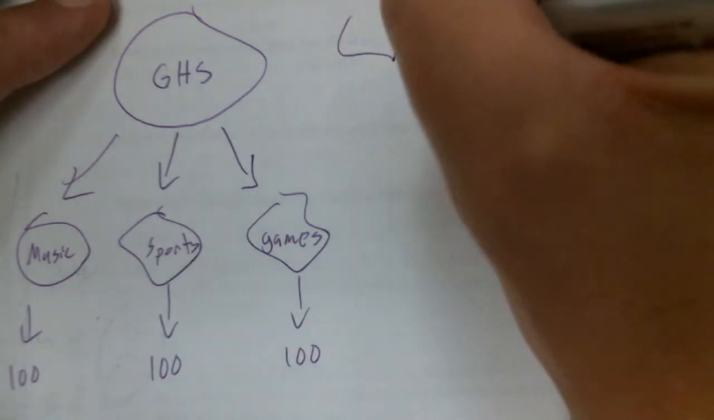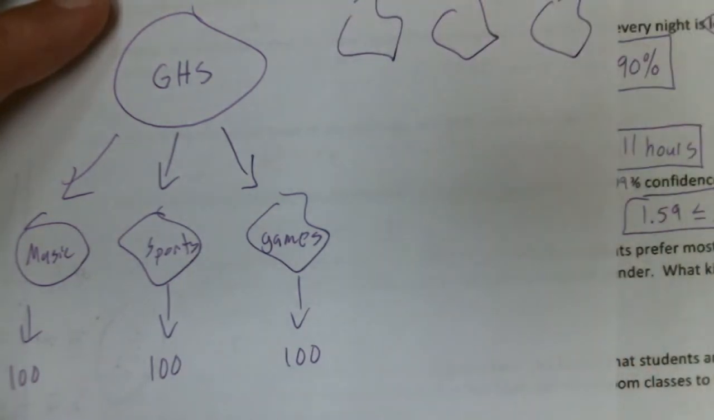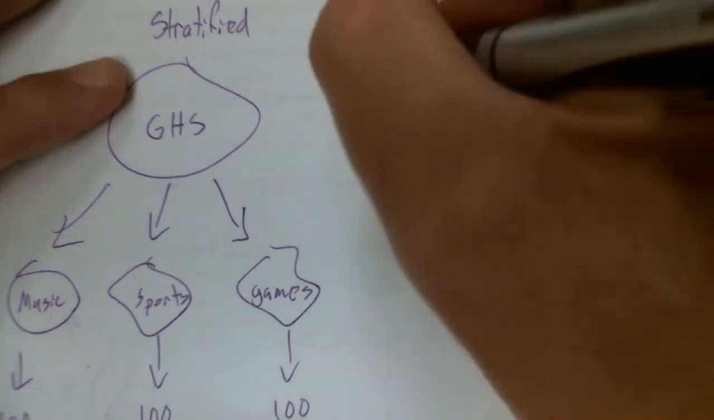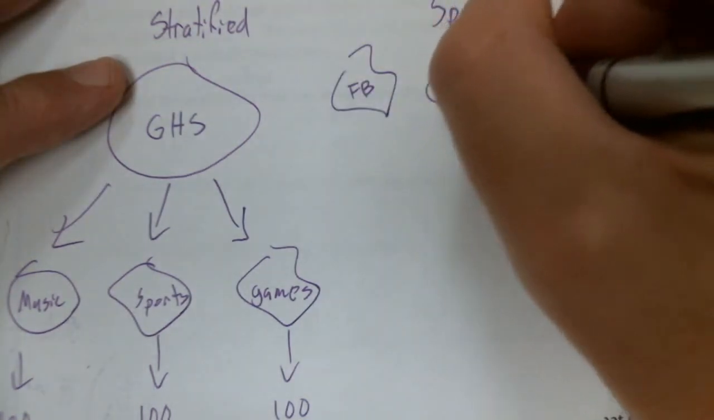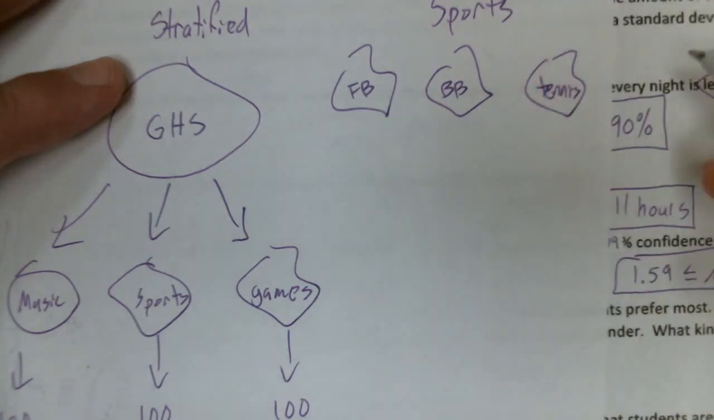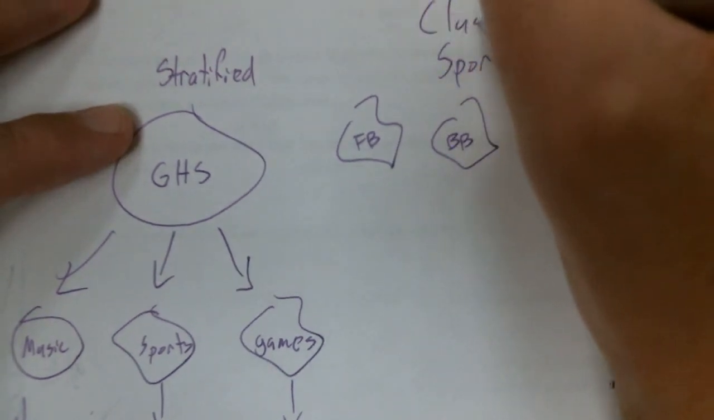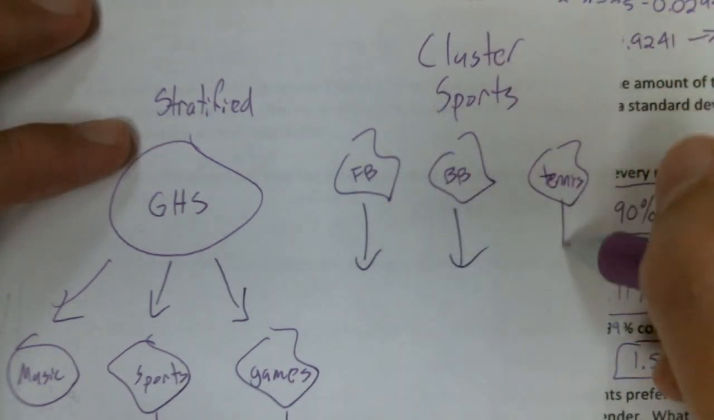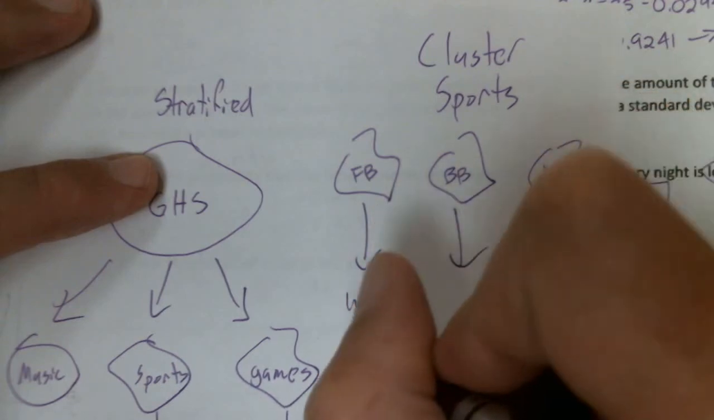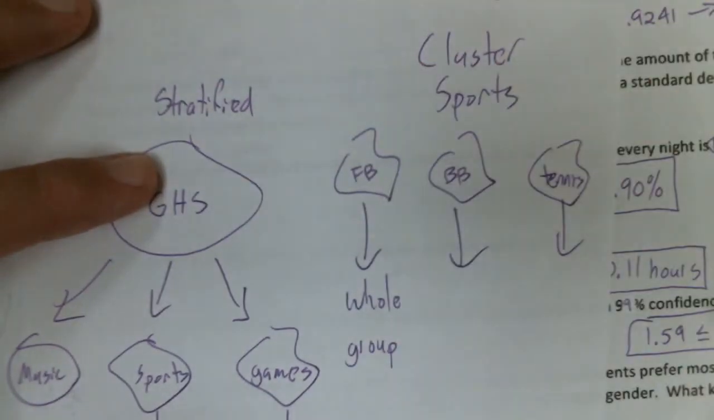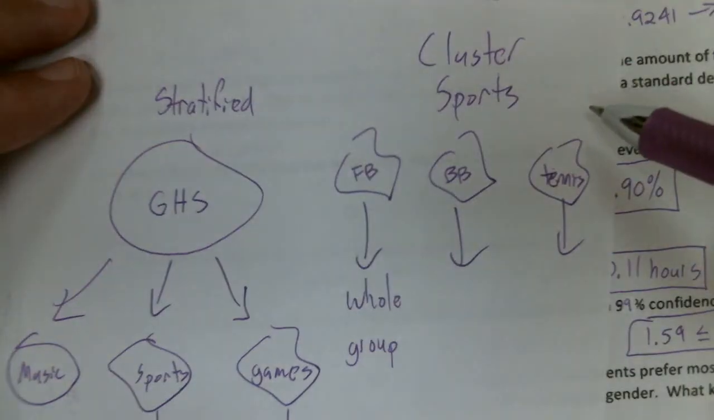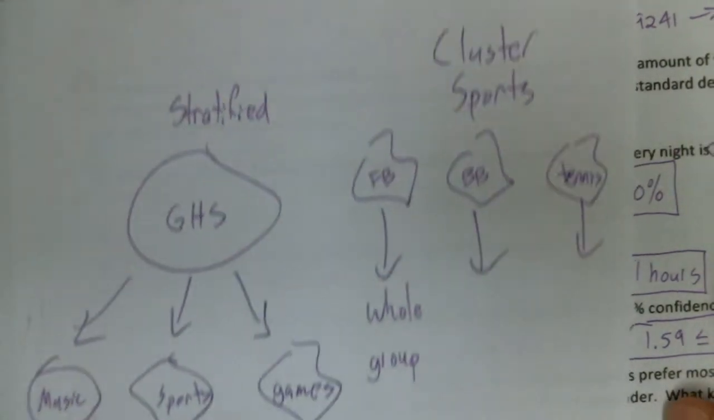Cluster is where the groups are already pre-existing. So say we're talking about sports. We already have those groups. I already have football, basketball, tennis. And with cluster, you're going to poll the whole group, the entire group. I'm going to go ask all the football players, all the basketball players, all the tennis players. That's the biggest difference between cluster and stratified. So hopefully you guys are okay with that.